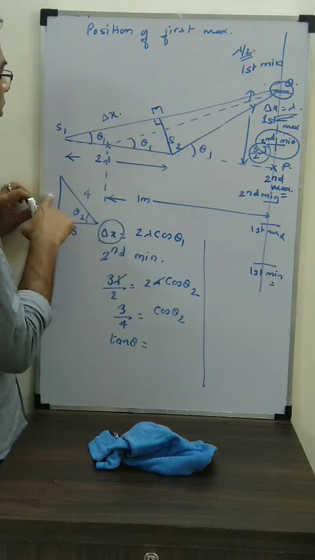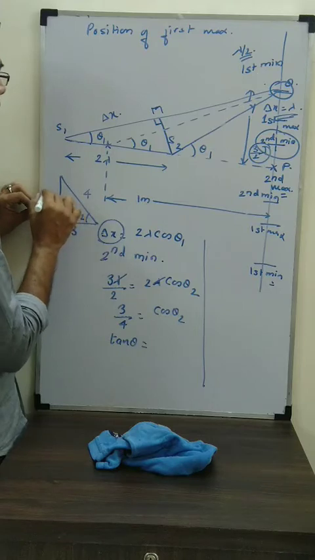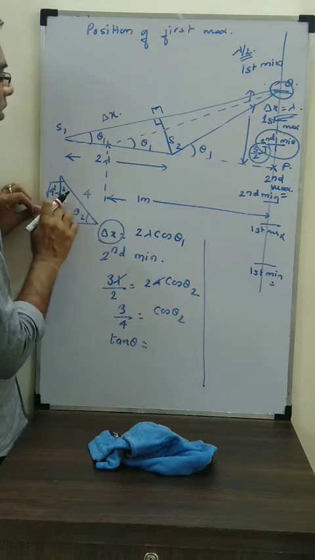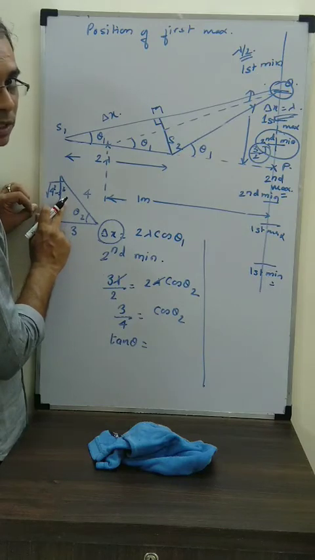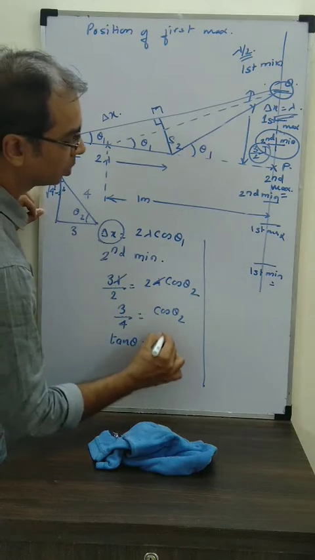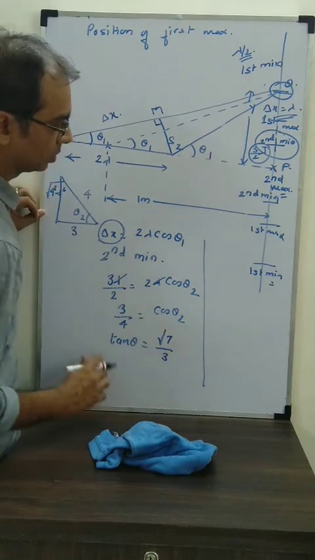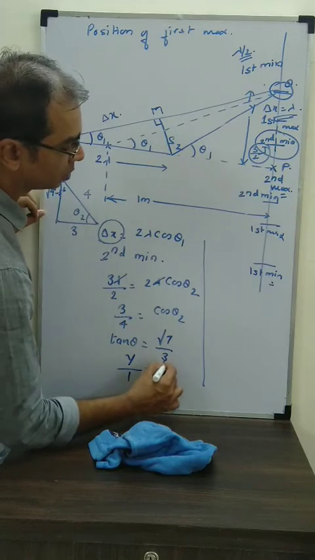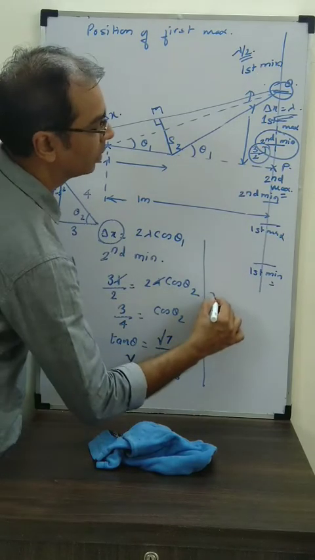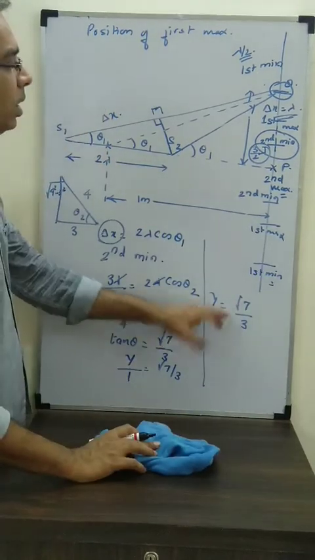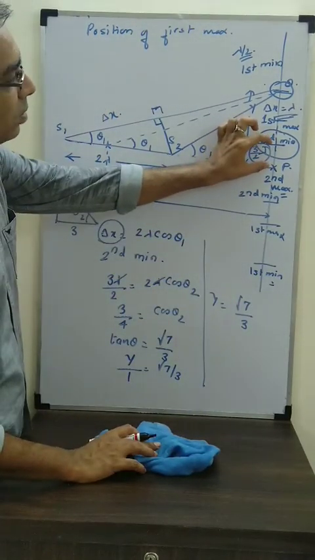Okay. So what will be this then? Root over 4 square minus 3 square. That means 16 minus 9, which means 7. So this is root 7, this is 3. This will become root 7 by 3. So tan theta we will be writing again as y by d, which is 1. So this is root 7 by 3. So the y value is coming root 7 by 3.